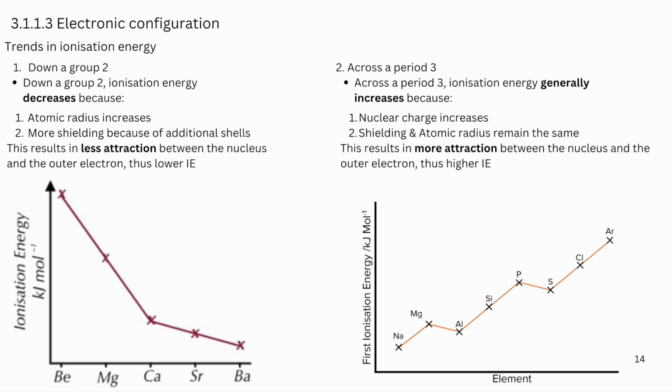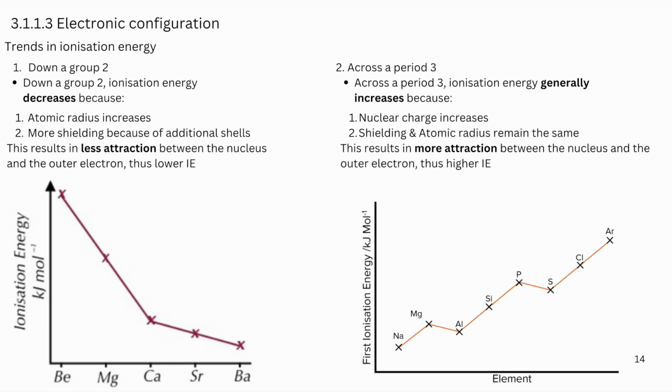Now we are going to have a look at the trends in ionization energies across a period and down a group. So down group 2, ionization energy decreases, because as you go down the group, the number of electron shells increases, which results in more shielding. Also, as you go down the group, the atomic radius of the atoms increases. This results in less attraction between the nucleus and the outer electron, which leads to smaller ionization energies.